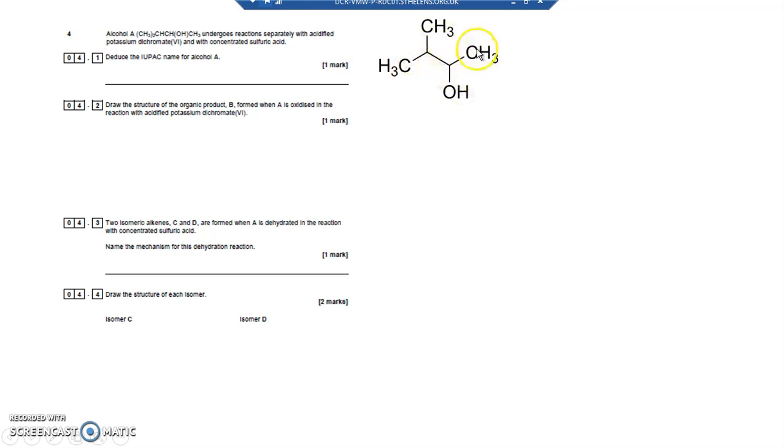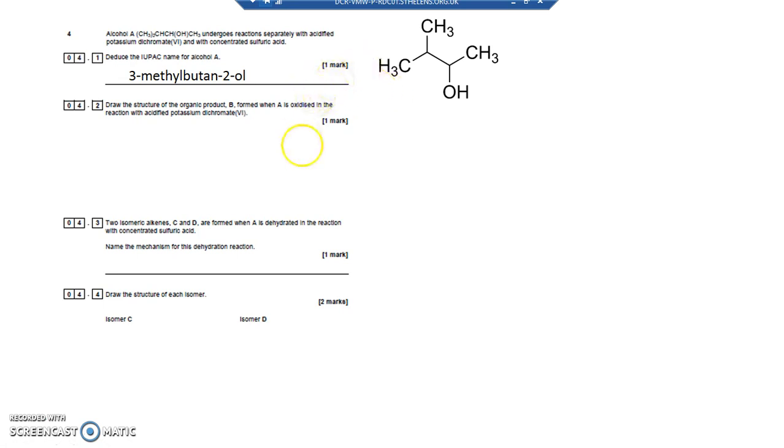So its longest carbon backbone is 1, 2, 3, 4. So it's some kind of butane. And if I go from this side here, it's butan-2-ol with a methyl. It's 3-methylbutan-2-ol.